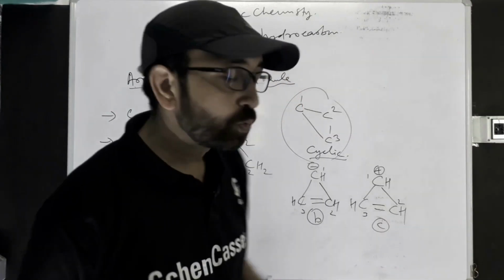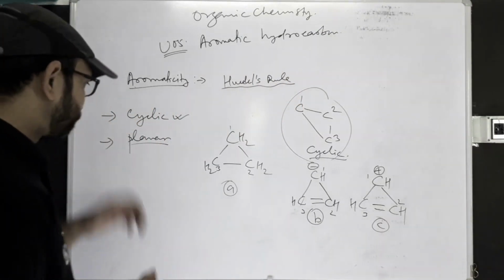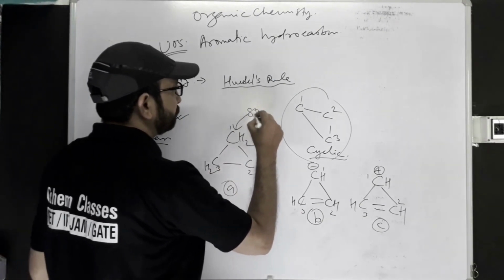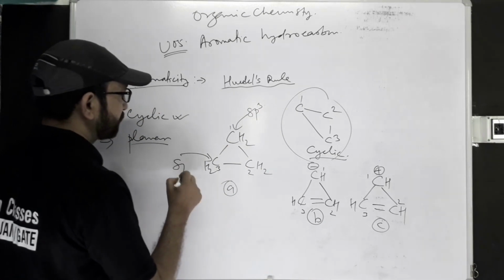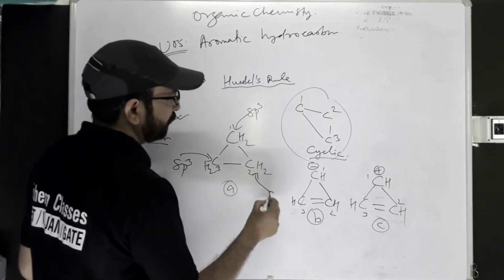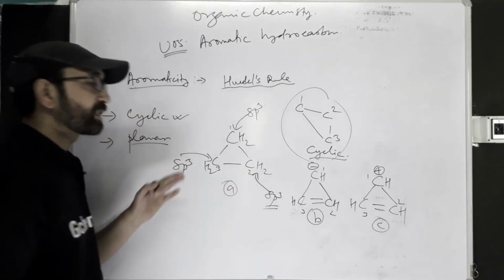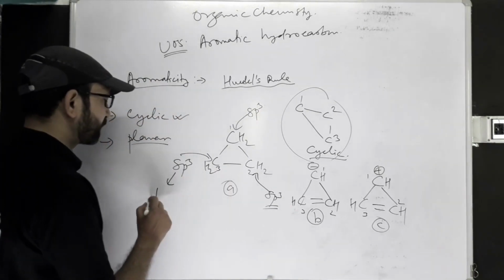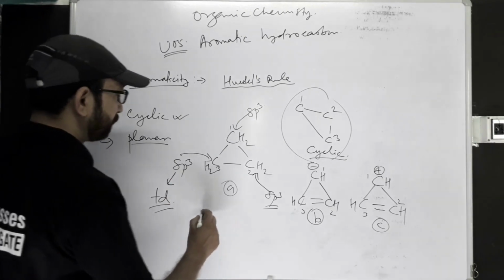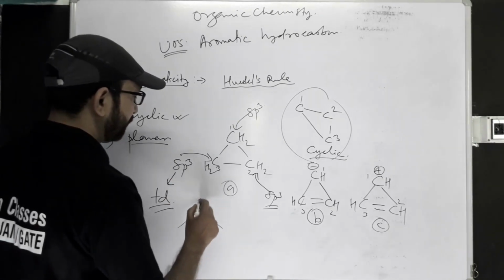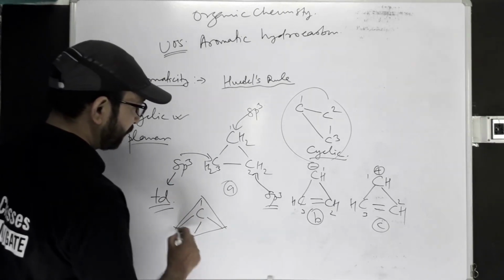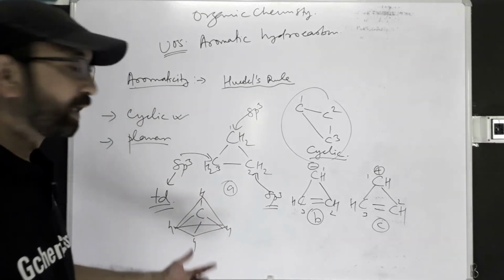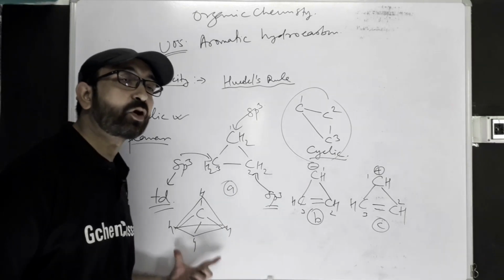So now how to find the planarity? If this molecule you are seeing, this is sp3, this one is sp3, this one is also sp3, and we know that sp3 is tetrahedral. sp3, what is the geometry? Geometry is tetrahedral, means it will be something like this. Hydrogen, hydrogen, hydrogen, or carbon, whatever you want to add. So this is tetrahedral, so this is not planar.